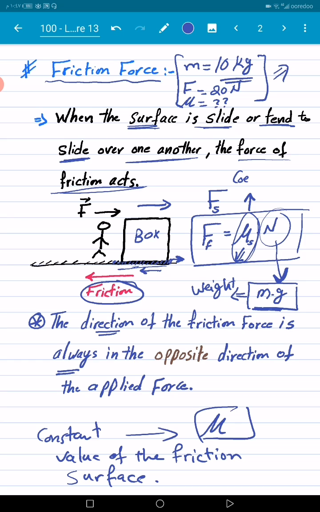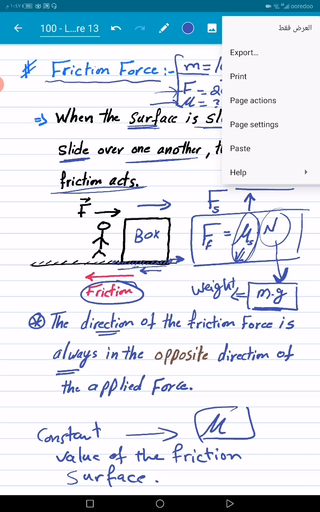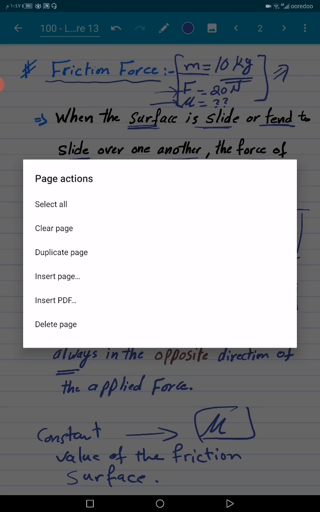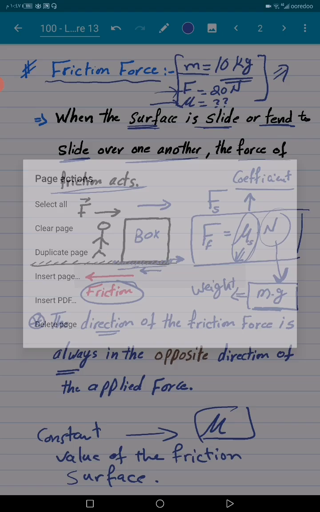So how can we find it? We find it from this, because each surface has a different coefficient. So the important notes: the mass M, the force applied F, and we want mu. So how can we find it? I open a new page. It is nice to open a new page.